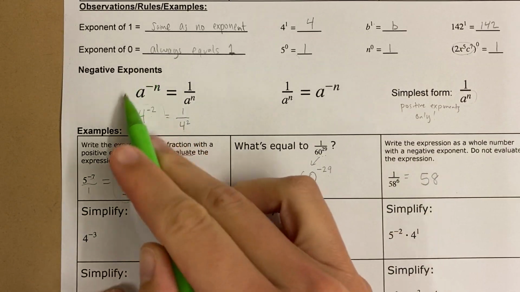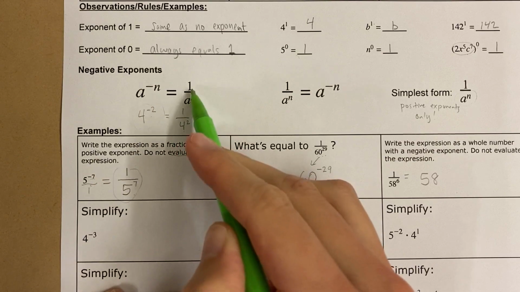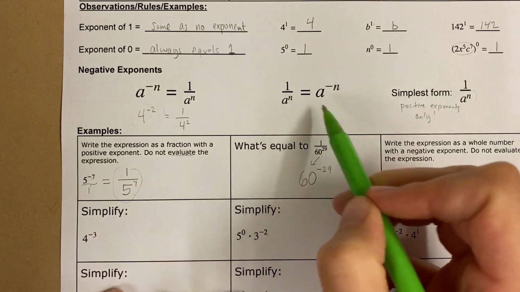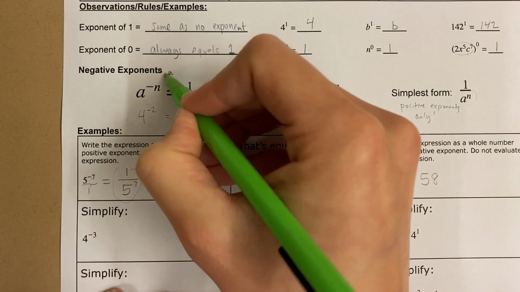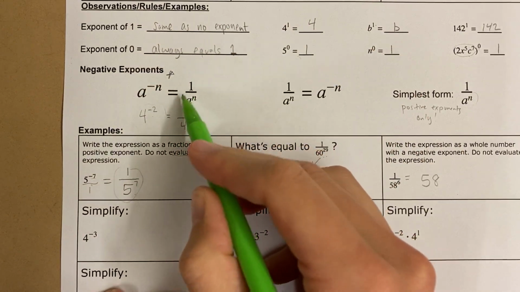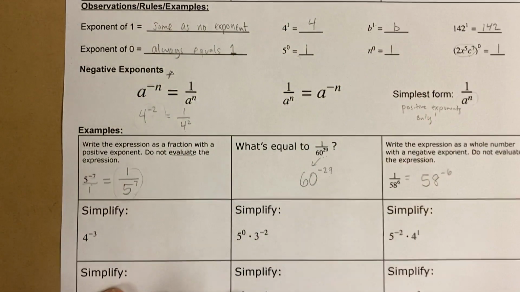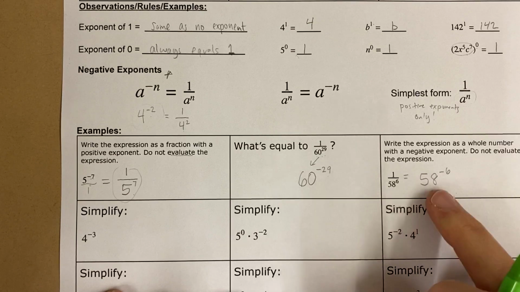We can change from something that looks like this to something that looks like this. We can also change it the other direction. We don't usually do this. This is the one that we usually do because we like this form, this simplest form, okay? But you can see these are the same, okay?